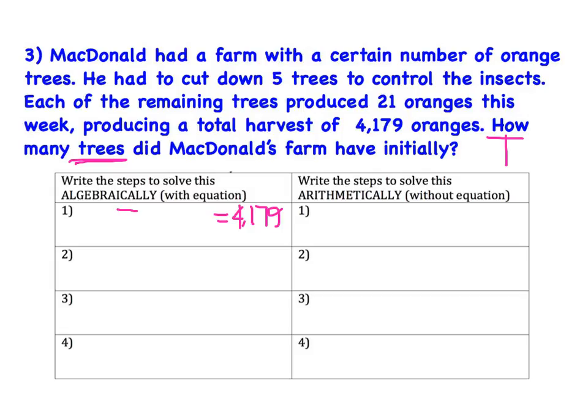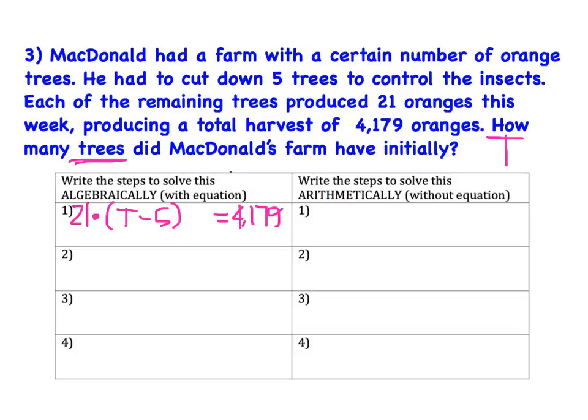I started with T initial trees. But then we cut down 5 trees. So the expression T minus 5 represents the number of trees that we currently have in the farm. These current trees produced 21 oranges for each tree. So I'm going to take the number of trees we currently have and multiply it by 21. This is the equation I'm going to use to solve this problem.